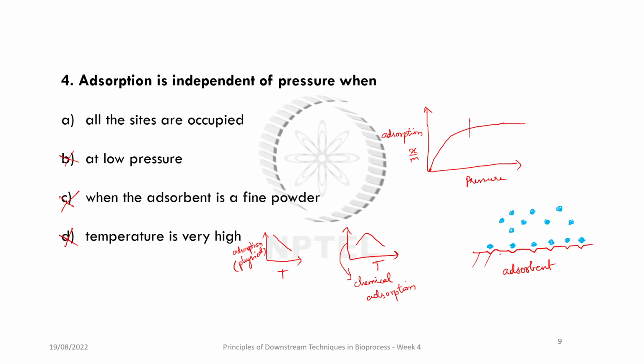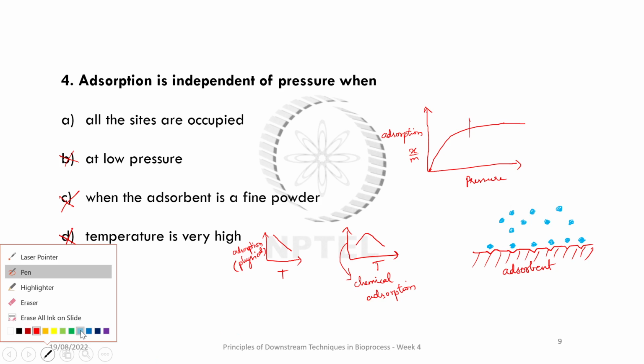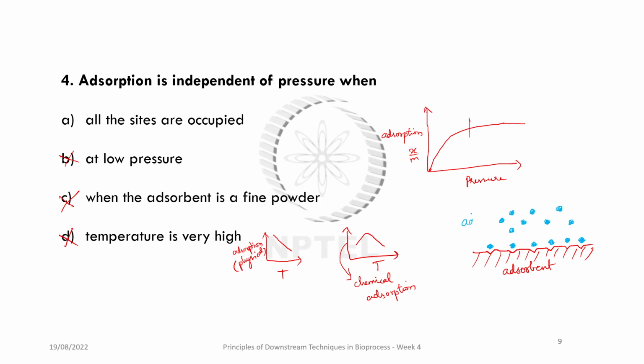This is my adsorbent, and the blue ones are my adsorbate. Correct? If you don't have any more sites to accommodate adsorption, then no matter how much pressure you increase, the adsorption cannot improve. Correct? So that is the reason for this plateau formation. So all sites are occupied. Clear? Shall I proceed?